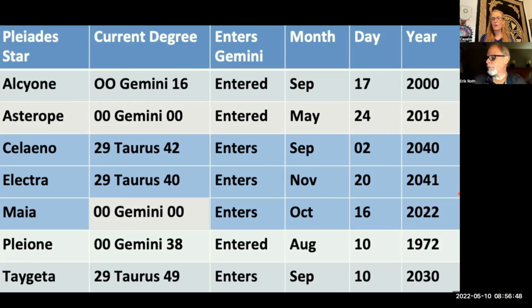But in fact, in 2022, Maya is moving into 0 Gemini. And then by 2041, they'll all have moved in. The next one will be Tejeta, which moves in 2030, and then Solano moves in 2040. So we'll be talking about other stars that have moved or will be moving into new seasonal signs. The constellations are the backdrop that the seasonal signs move through.